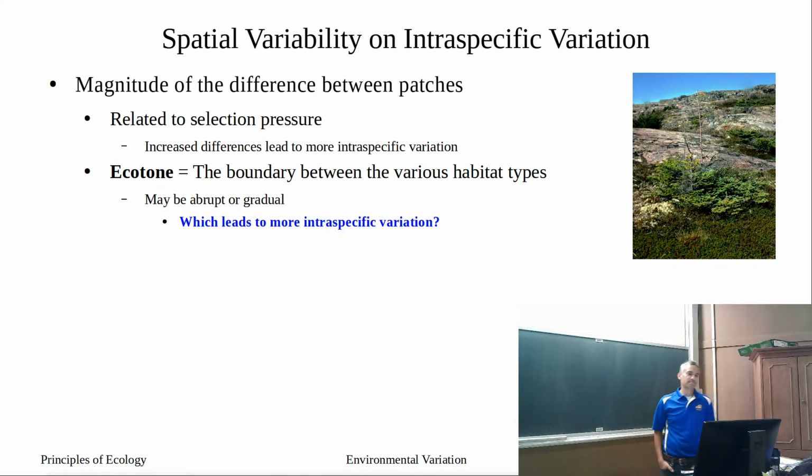Spatial variability. We're going to start with the magnitude of differences between the patches. This is related to our selection pressures. So the more different they are, the more different selection pressures. So then in theory, what we see, the more different the patches, the more different those populations are from each other.